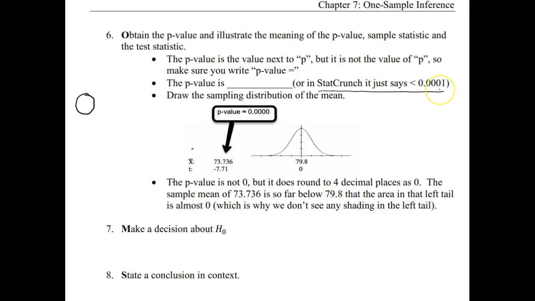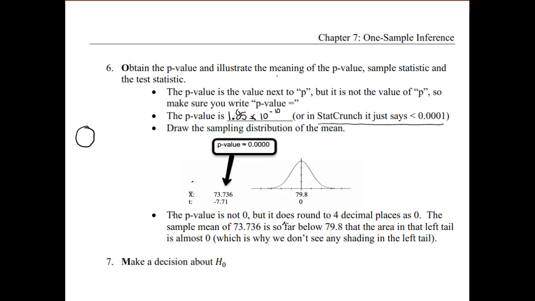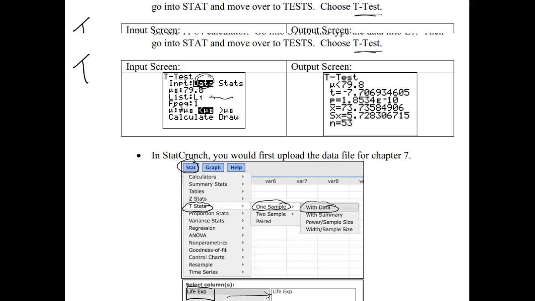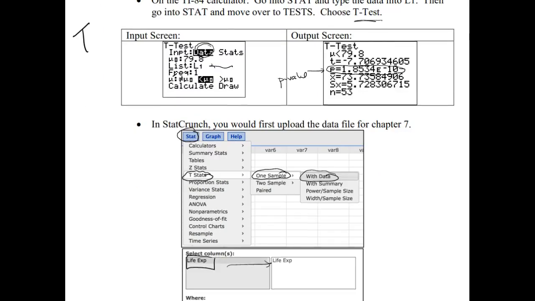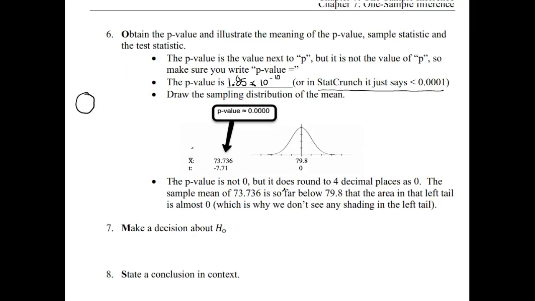If we look at the output screen on the calculator, we had 1.85 times 10 to the negative 10. So if we back up a page here and look at our output screen here from the calculator, it gives us a little bit better idea of how small it is. Okay, but again, less than 0.0001 is enough information to let us know that we need to reject this null hypothesis.